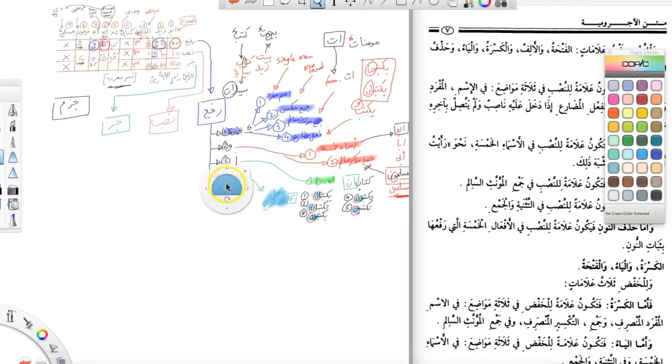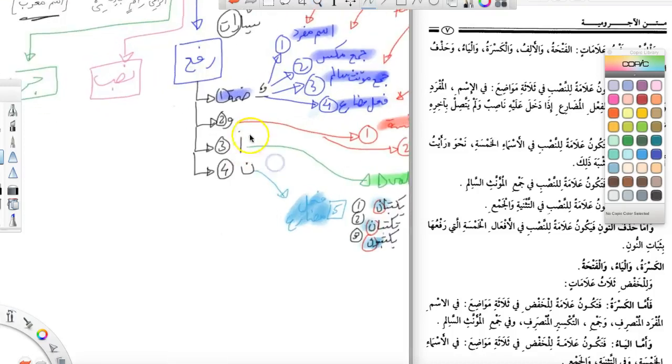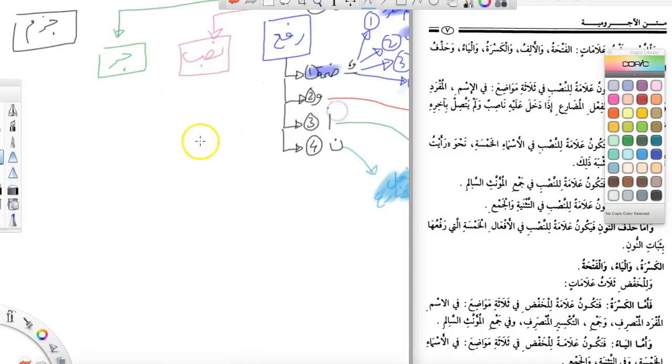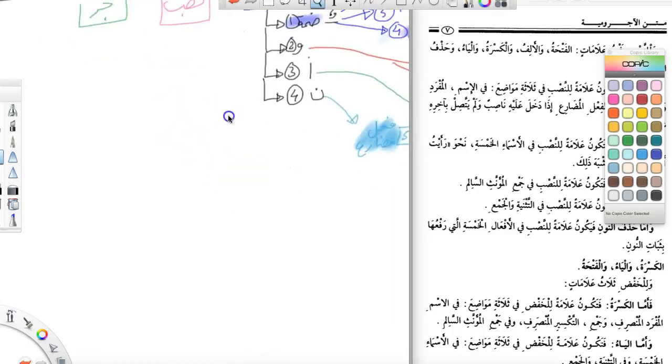So okay, let's zoom in then. Let's start. So nasab now. Now we're going to talk about the nasab. If I make the nasab over here, you'll get a bit more space, inshallah. Now when it comes to nasab, there's 5 signs for nasab.